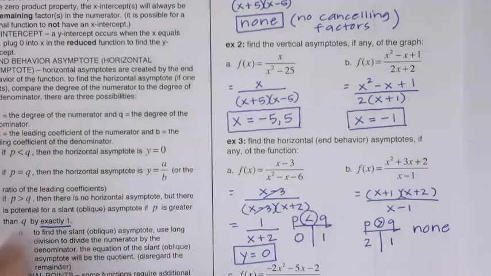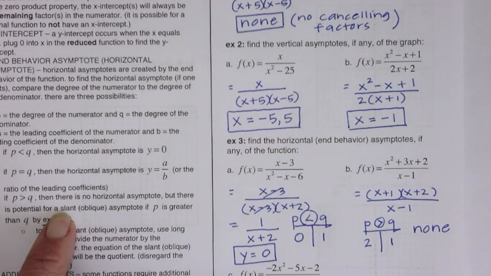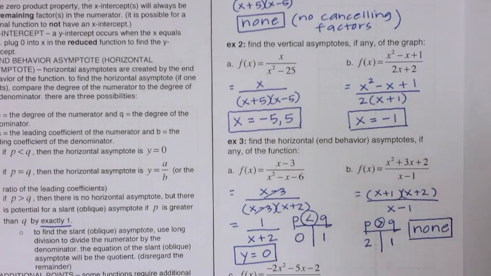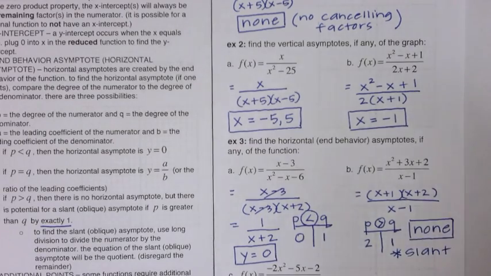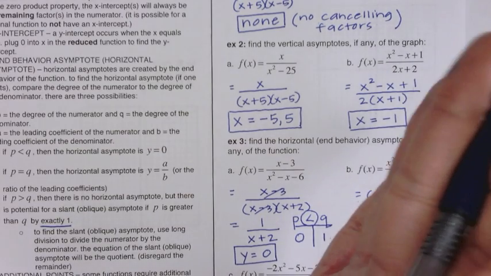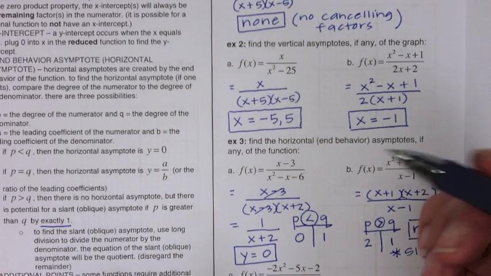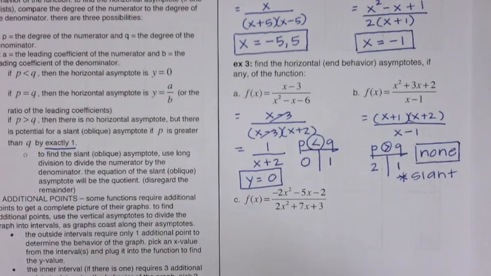But you notice there's this little asterisk kind of thing that says that if P is greater than Q by 1, then there can be a slant asymptote. We're going to practice slants on the back side, so we're just going to put slant. A slant is not a horizontal asymptote. A slant is a diagonal line. So it's a y equals mx plus b line. So we're not going to find it right here. We'll practice that on the back.